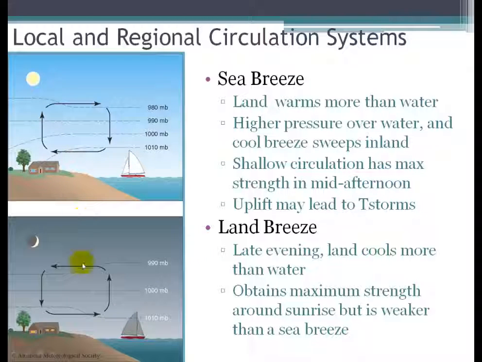As the day turns into night, the land loses its heat and becomes colder than the nearby ocean. What happens here is we get relatively higher pressure over land than we do over the ocean. So we get the reverse. We get a land breeze. The winds now want to blow from the high pressure over the land to the lower pressure over the ocean, and we have the land breeze. It's not going to be as strong as a sea breeze, but still we have the reverse situation here.